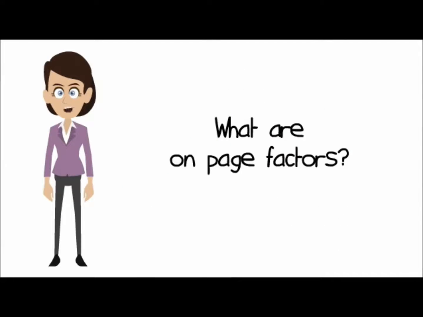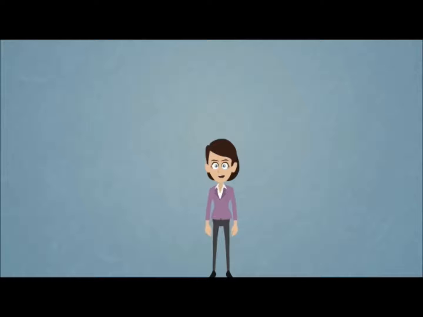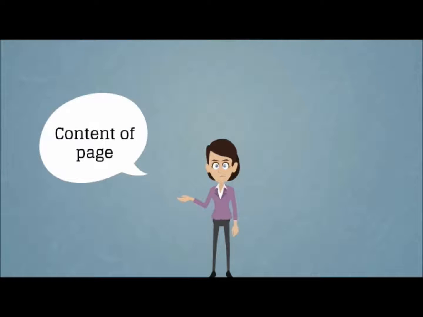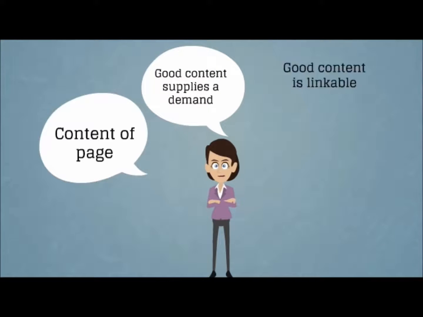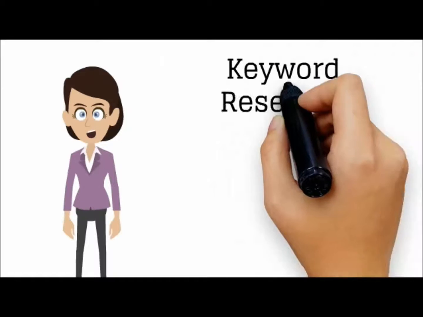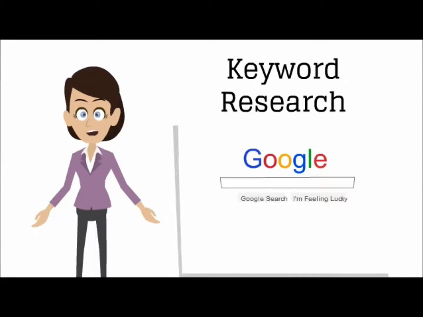What are on-page factors? There are several on-page factors that affect search engine rankings. These include content of page. Good content supplies a demand. Good content is linkable. Keyword search signifies finding keywords on Google. You will get a whole list of potential keywords you can potentially use.